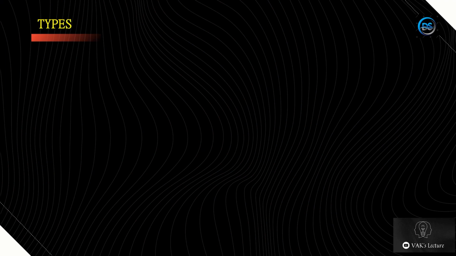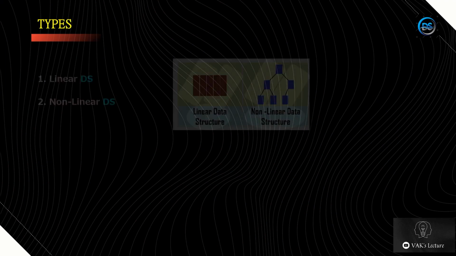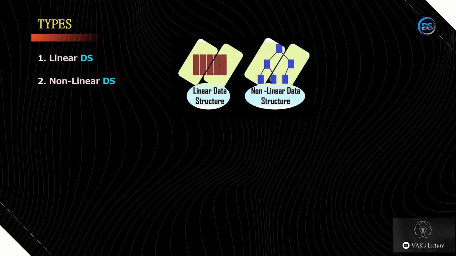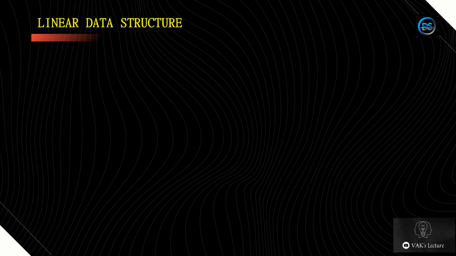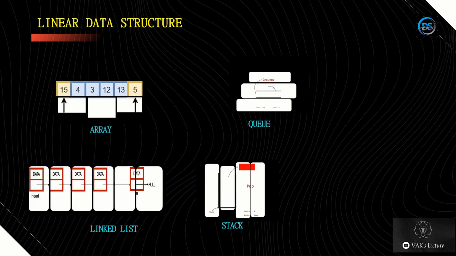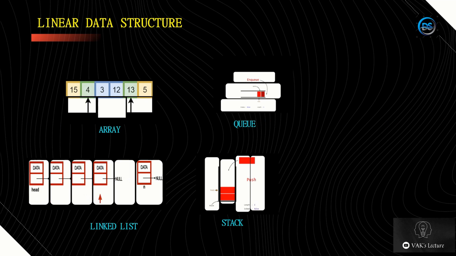Here we have two types of data structure. One is linear data structure and the other one is nonlinear data structure. Let us discuss this one by one. In linear data structure, all the elements are stored in a sequential manner. For example, we have arrays, queue, linked list and stacks. These data structures are called linear data structures.